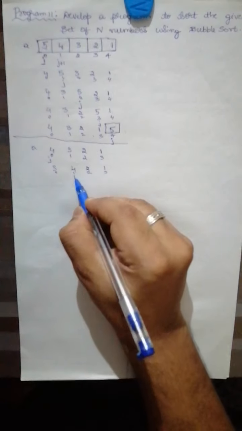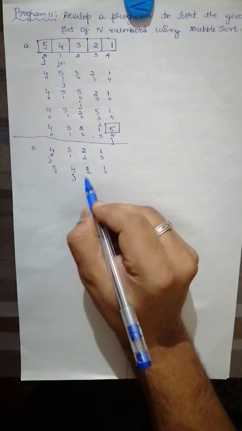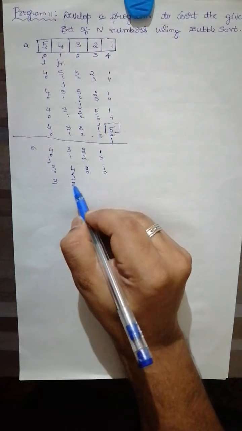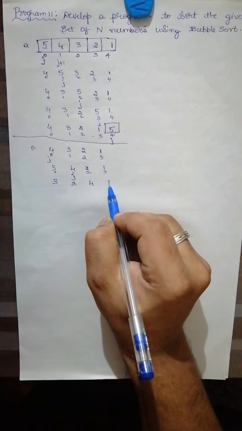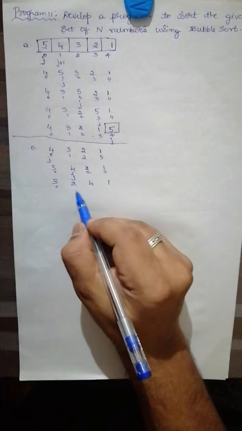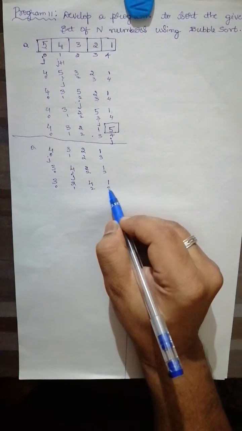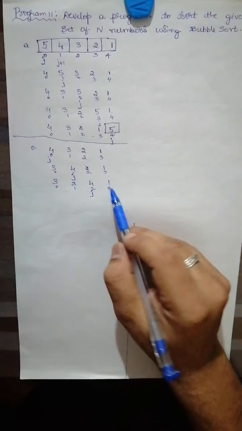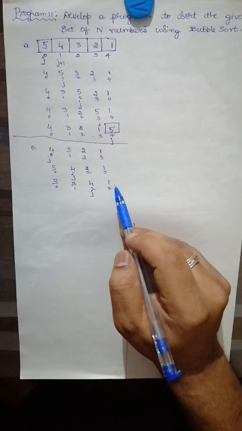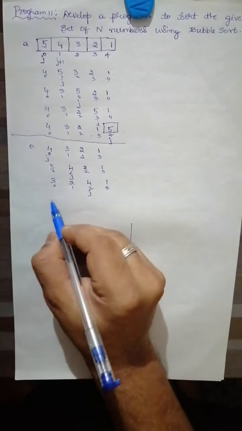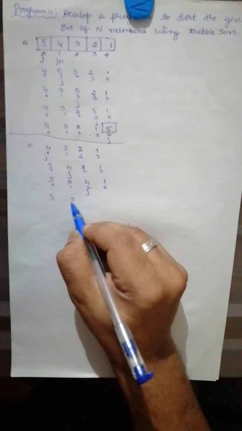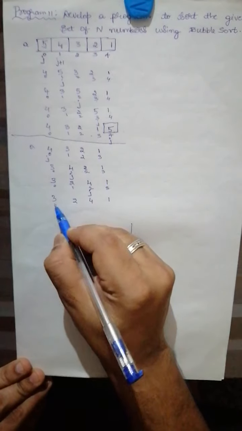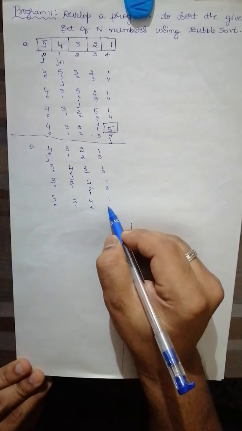Now increase the j value. j points to the next element. Compare the next two elements. If the first element is greater than the second element, interchange. Then it becomes 3, 2, 4, 1. Index values are 0, 1, 2 and 3. Now increase the j value. j points to the next element. Compare the next two elements. If the first element is greater than the second element, interchange. Interchange means it becomes 3, 2, 1, 4.